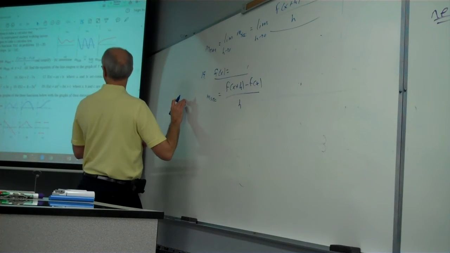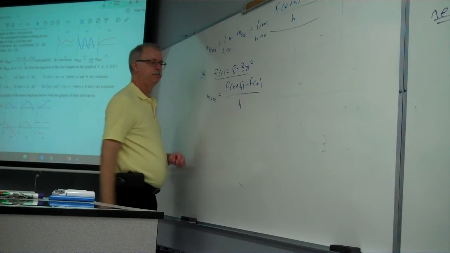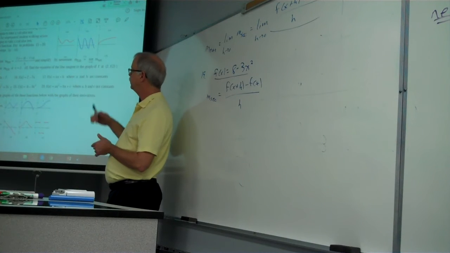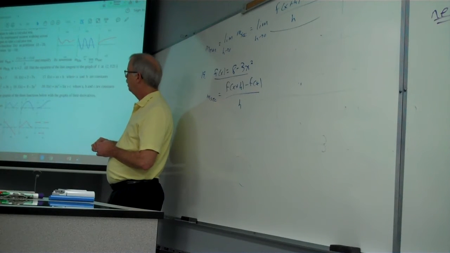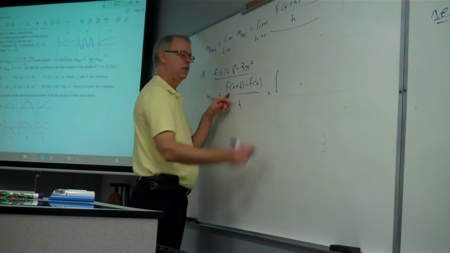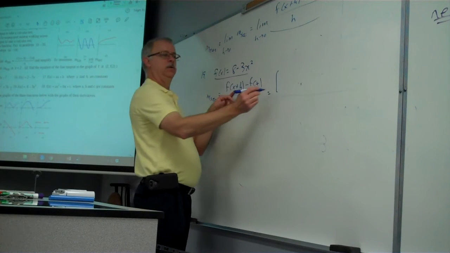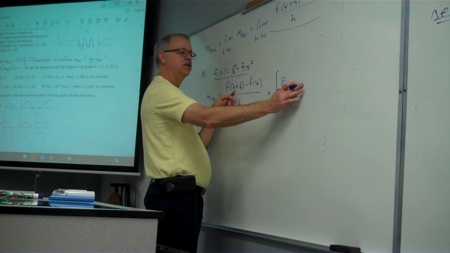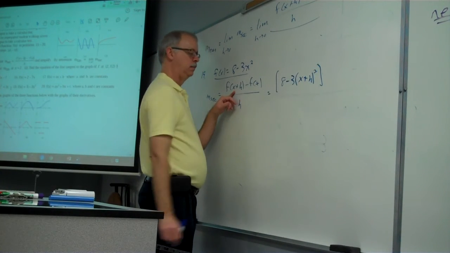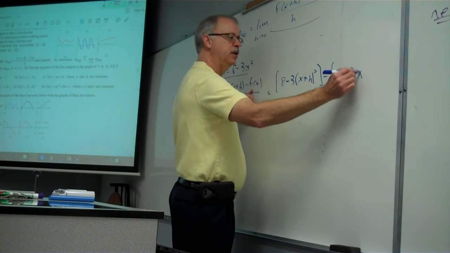Our function is 8 minus 3x squared. But we're asked to do the same type of computations we did in 15. So we need to figure out f of x plus h. Well, our function is 8 minus 3 times the input squared. So when our input is x plus h, our function is still 8 minus 3 times the input squared. And then f of x is 8 minus 3 times the input squared.